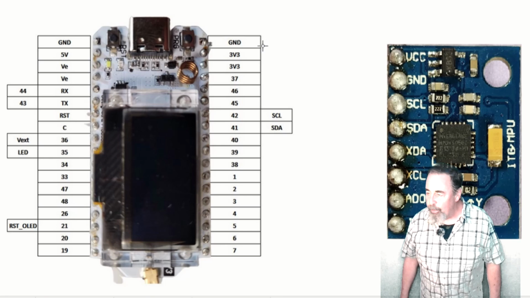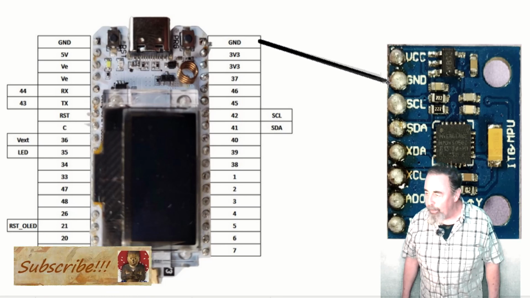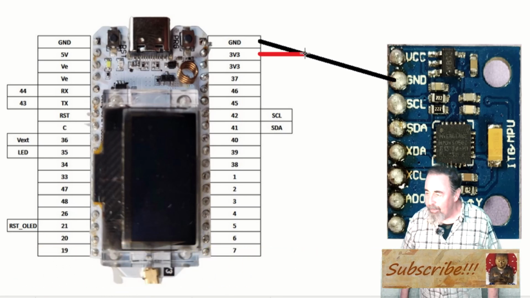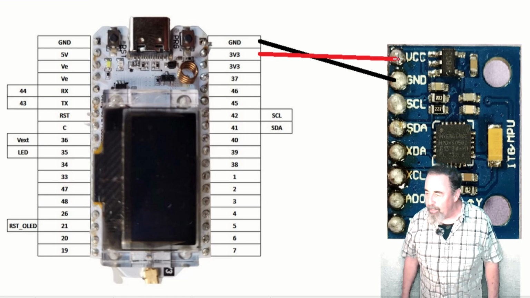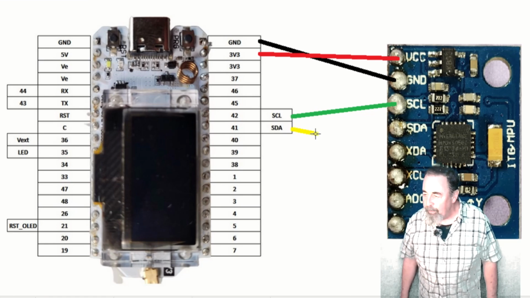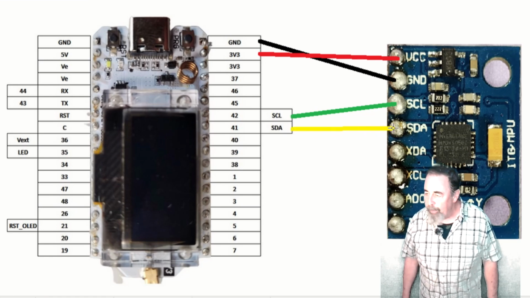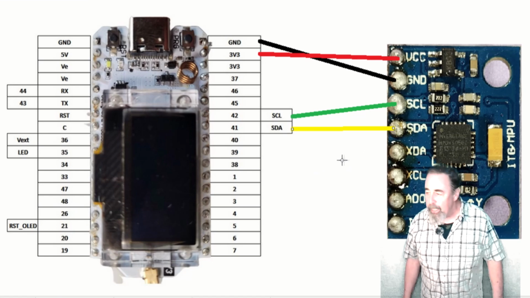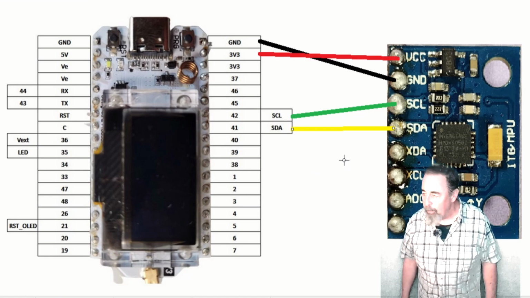Okay, first let's do the wiring. Ground will go to ground. The 3.3 volt will go to VCC on the MPU-6050. Then pin 42 SCL will go to SCL on the MPU-6050. And finally, pin 41 SDA goes to SDA on the MPU-6050.